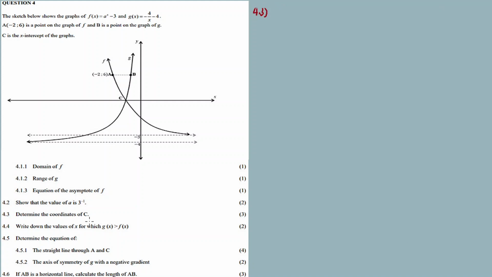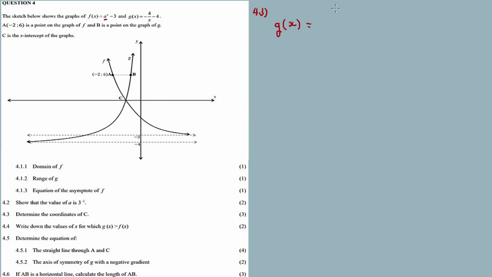Determine the coordinates of C. Let us determine the coordinates of C. The coordinates of C is the point of intersection, right? As well as the x-intercept for both graphs. So to find the coordinates of C, I can just use graph G, or even f, but I'll stick to G.